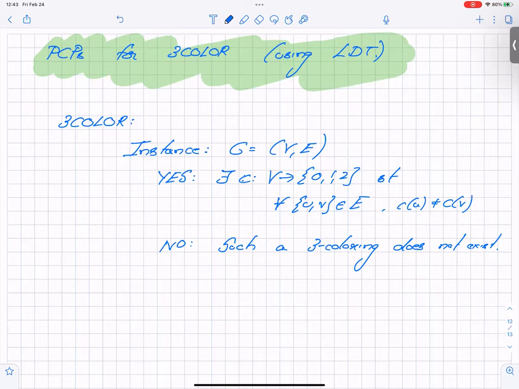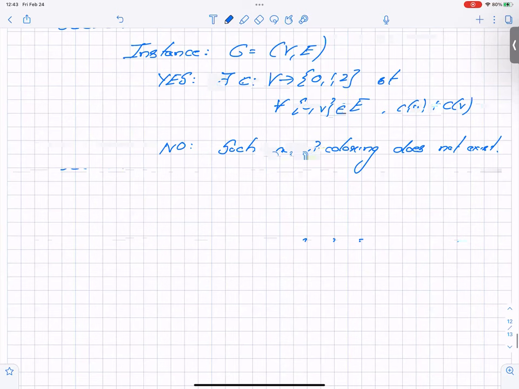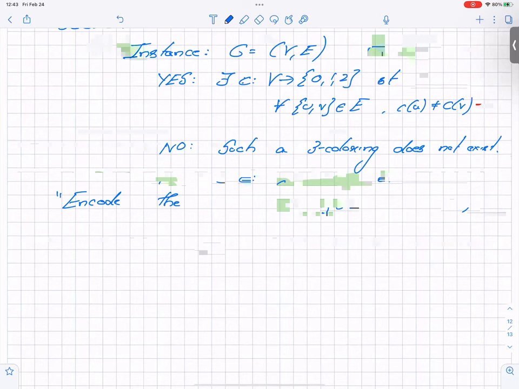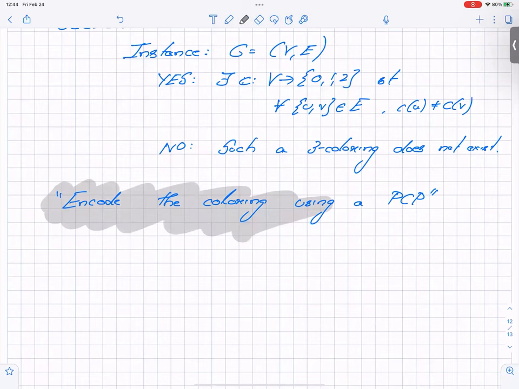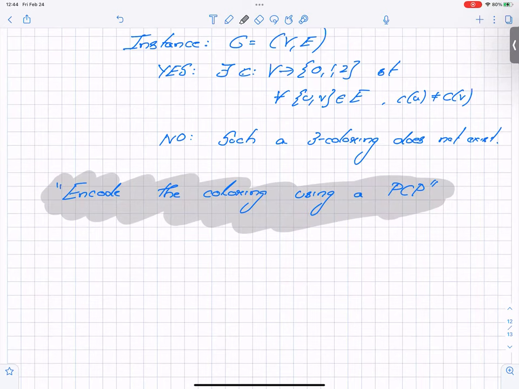So, what we want to do is encode the coloring using a PCP. Right now, the problem is there are no underlying fields, nothing going on here, there's no polynomial speaking. What we do is arithmetize the whole problem.